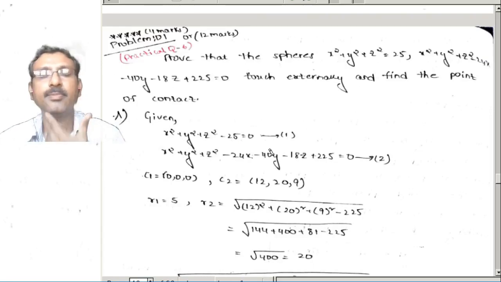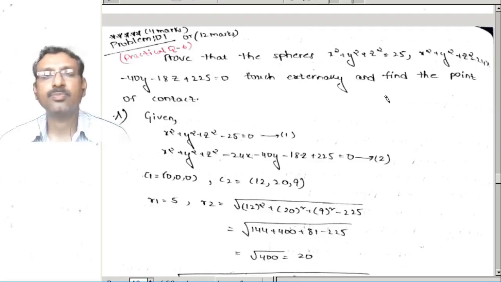Yesterday we have seen that if two spheres touch, there will be two cases. One is touch externally and the second one is touch internally. So here is the problem related to spheres touching externally.